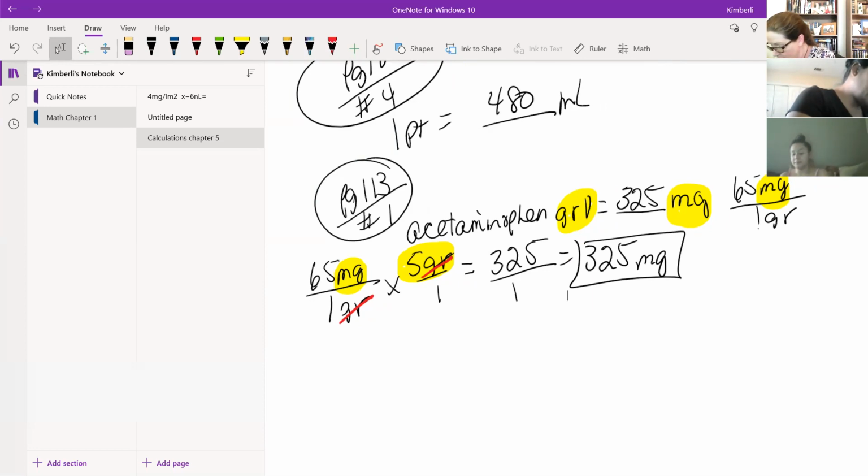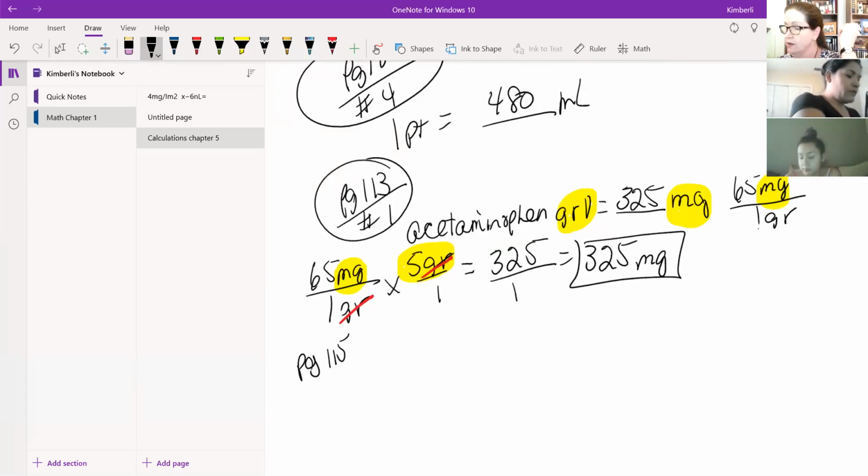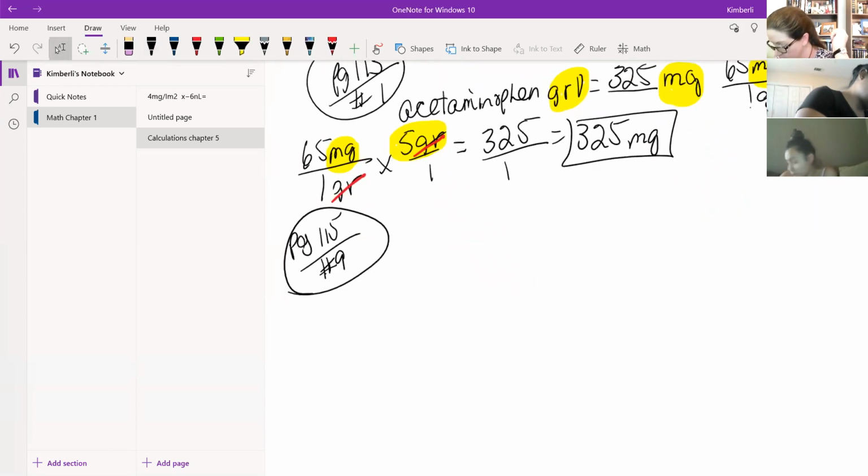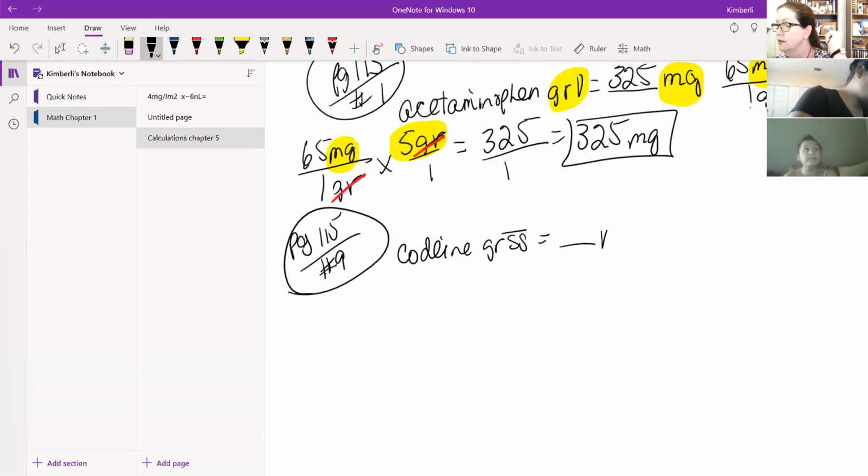Okay, so one thing we want to look at on page 115 is coding. And that's on number 9, page 115, number 9, coding. And it says that GRSS with the lines over it is equal to blank milligrams.